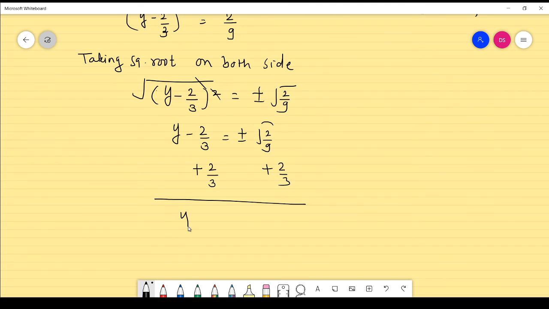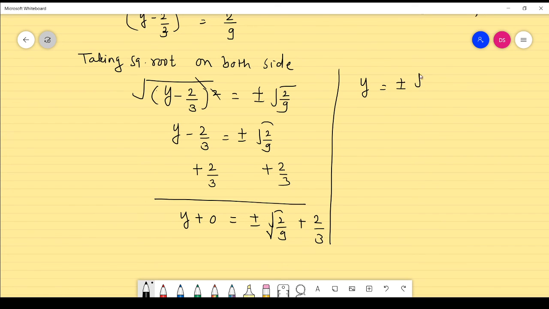So y will be equal to minus 2 by 3 plus 2 by 3, which becomes 0, equal to plus minus root 2 by 9, where 9 is in the root, plus 2 by 3 as it is. Now the next term: y will be equal to plus minus root 2, which remains as it is, root of 9 equals 3, plus 2 by 3 remains as it is.